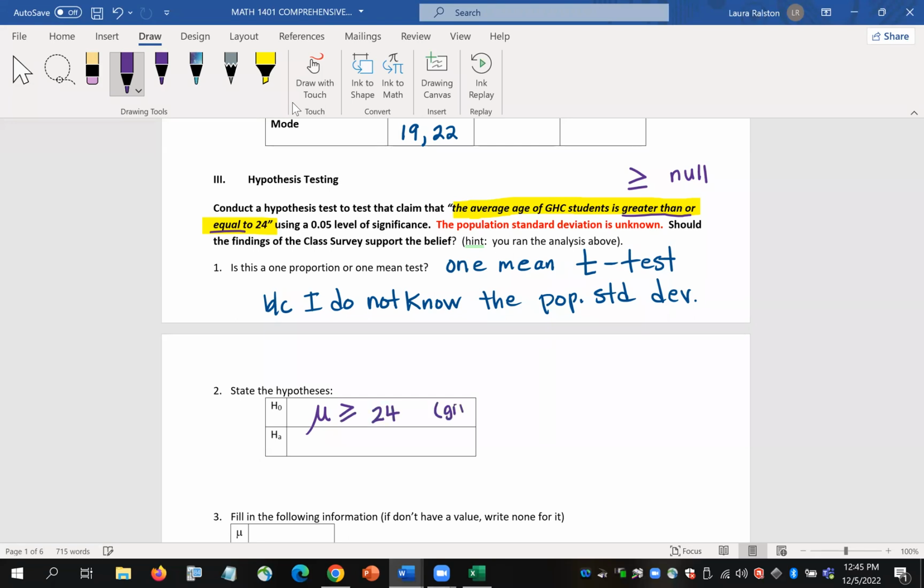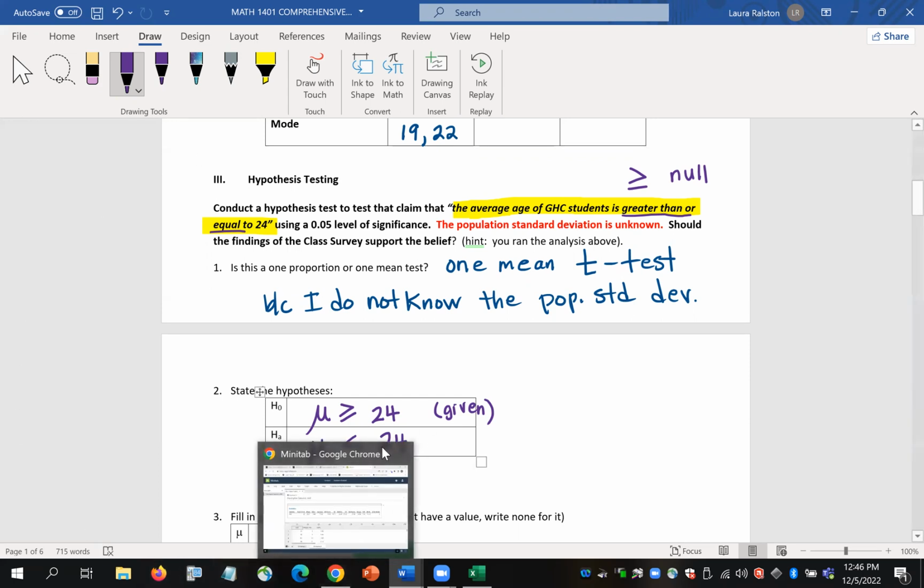And I'm just going to make a note out here to the side that that's the given. The alternative will be the exact opposite of the null. The exact opposite of greater than or equal to will be less than. So I have that the mean is less than 24 as my alternative.